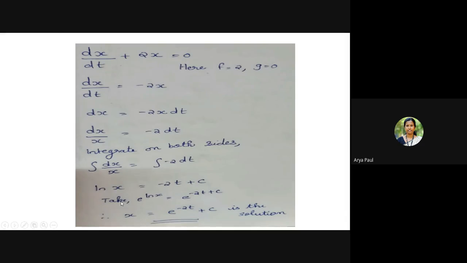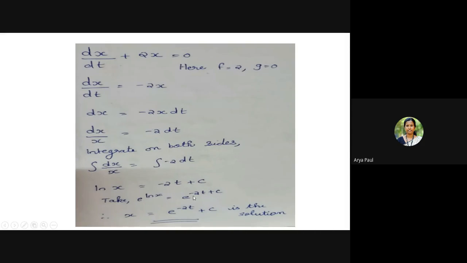Now take e to the power on both sides. So e raised to ln x is equal to e raised to minus 2 times t plus c. What is e raised to log x? e raised to log x is the same as x, isn't it? So we can write it as x is equal to e raised to minus 2 times t plus c.